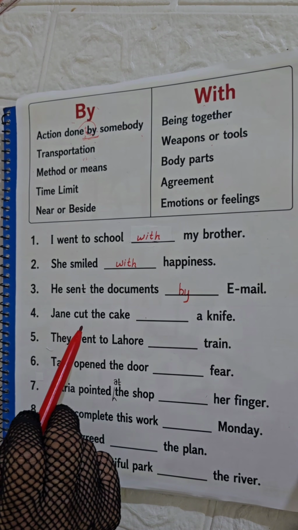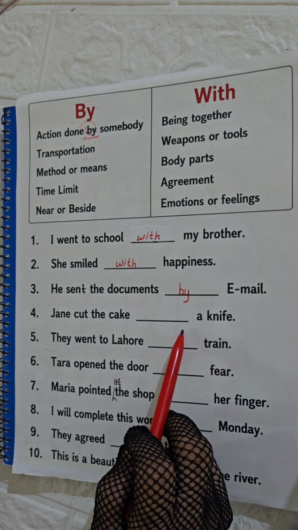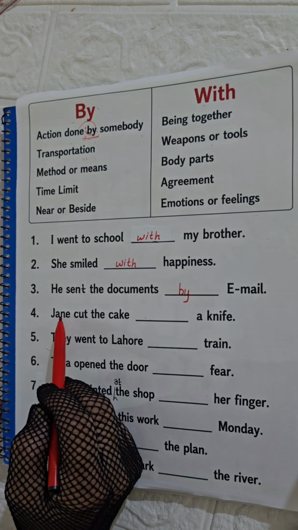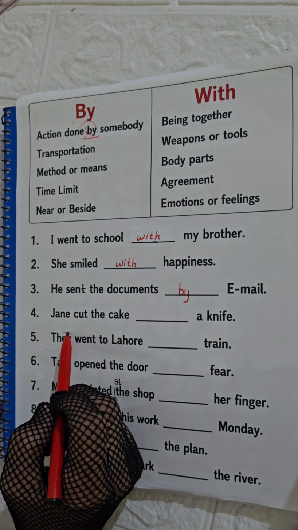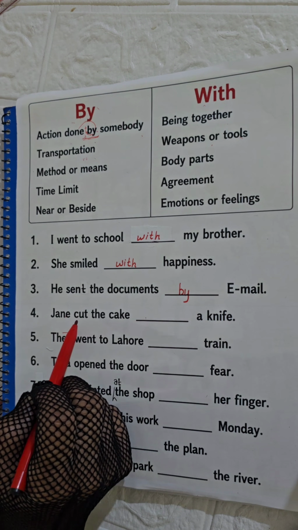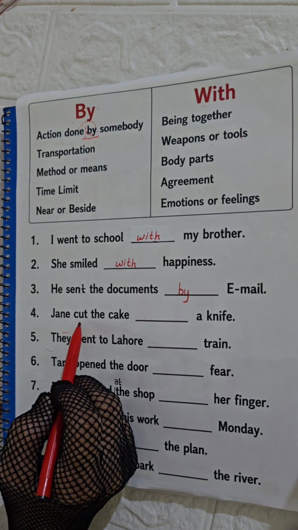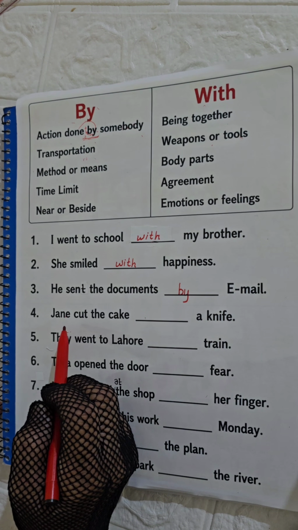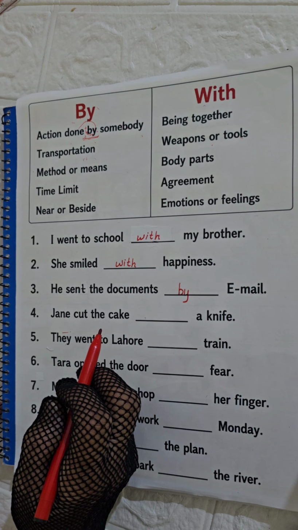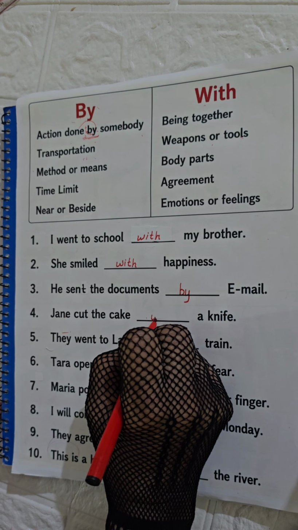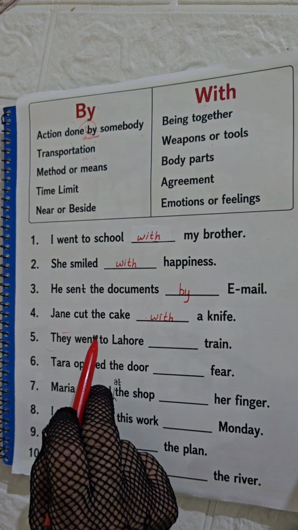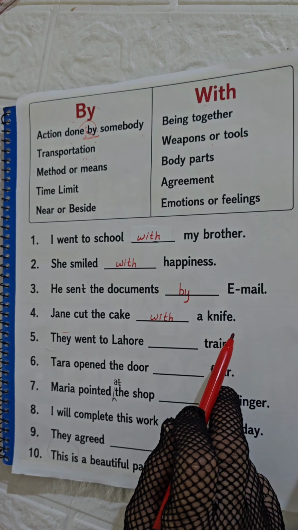Now, number four, Jane cut the cake blank a knife. Will you write Jane cut the cake with a knife, or Jane cut the cake by a knife? This sentence shows the tool used to do the action. Remember, when we use a tool, we always use with. Okay, now we'll write with. Now the correct sentence is Jane cut the cake with a knife.